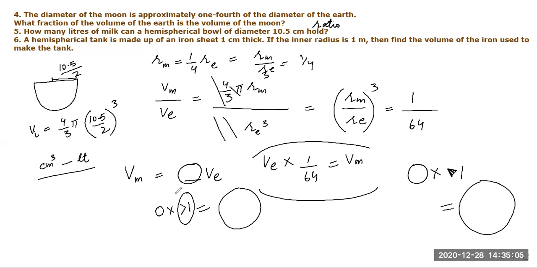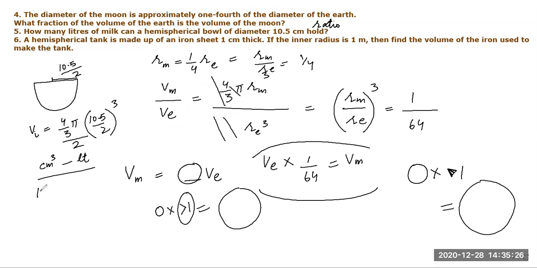Sir, volume of hemisphere is 2 by 3 pi r square. Oh, thank you very much, beta. So you must divide this volume by 2. See that, Falgun? Thank you very much. Very good. Volume should be divided by 2.